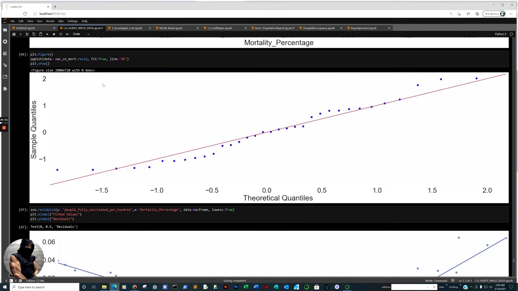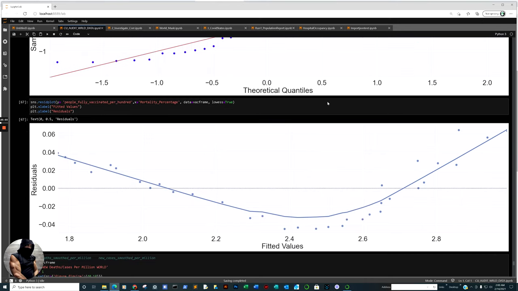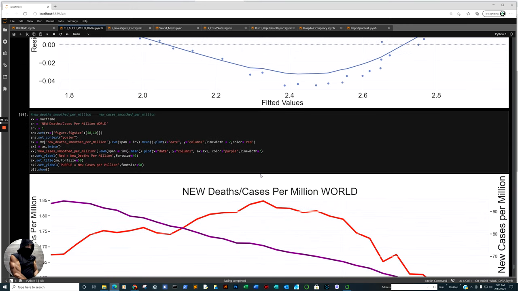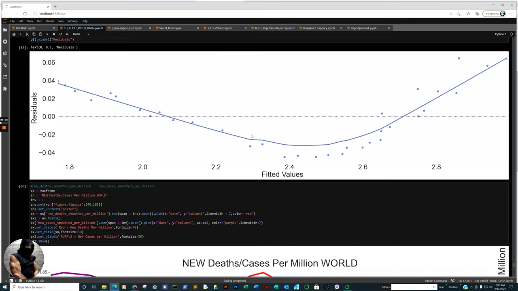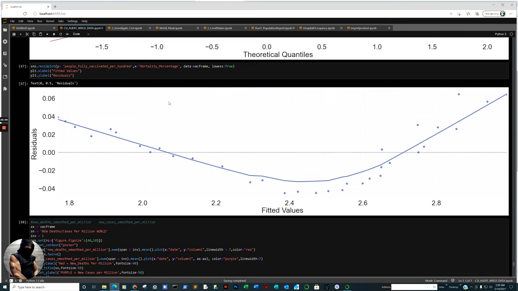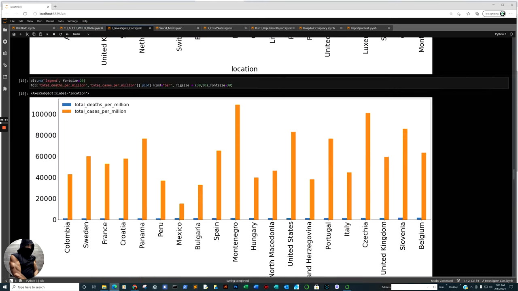And there's our sample quantiles if you're into QQ plots. And then this is our residuals. I think I messed up on this. I don't think I fitted it properly, so I wouldn't pay too much attention to that. And so let's go to the next one. The residuals could be right, but I don't think I have it fitted properly. So that's the data aspects. The investigative part, let's go to the next one.